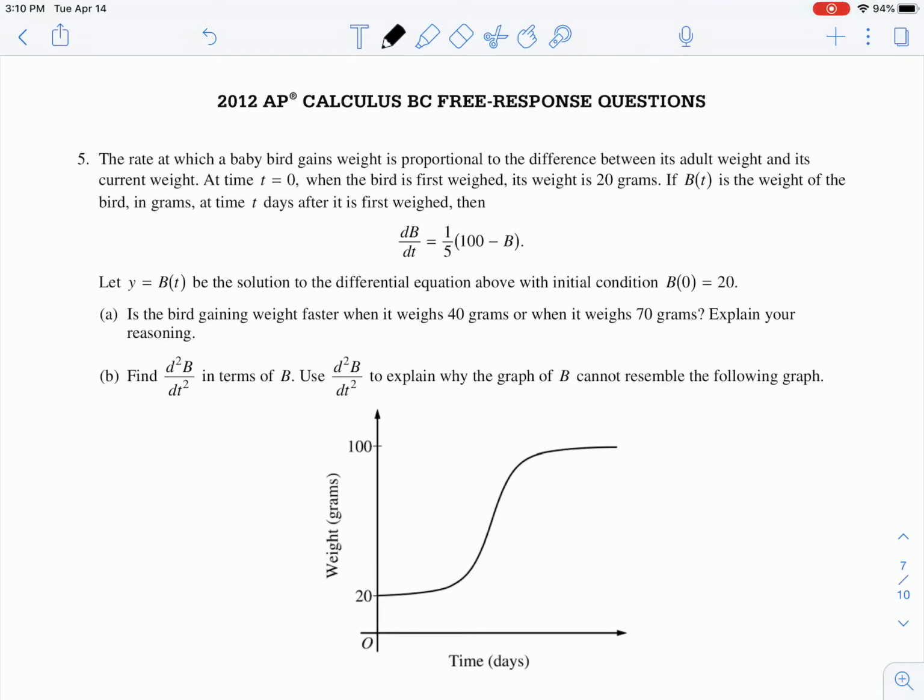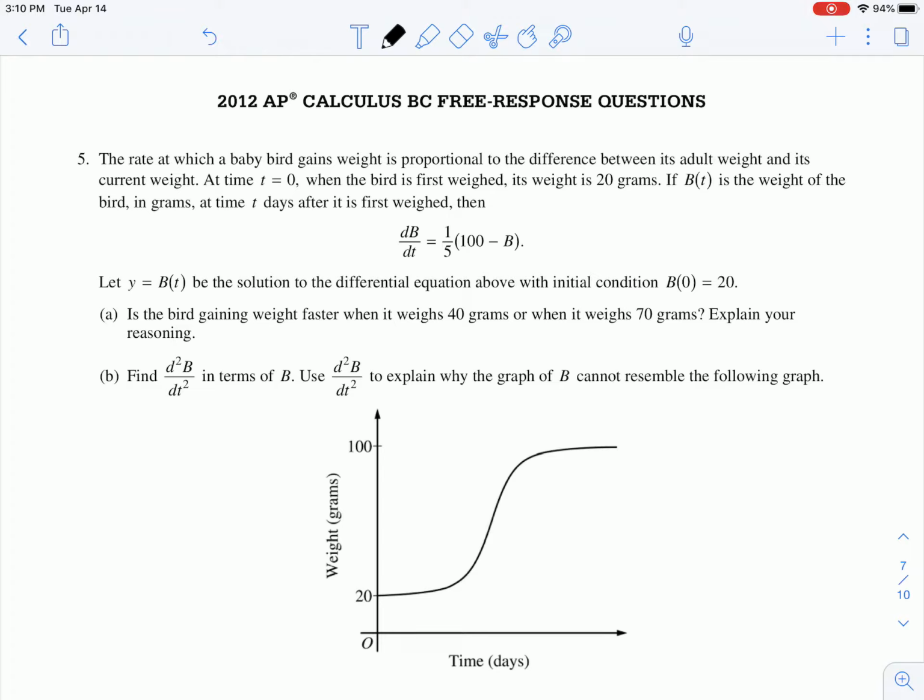So now we're looking at the 2012 free response question number 5. And we have a problem here that involves a baby bird gaining weight. The first thing that should stick out to us right away is that we have a differential equation, dB/dt. And you could probably see where this is going.